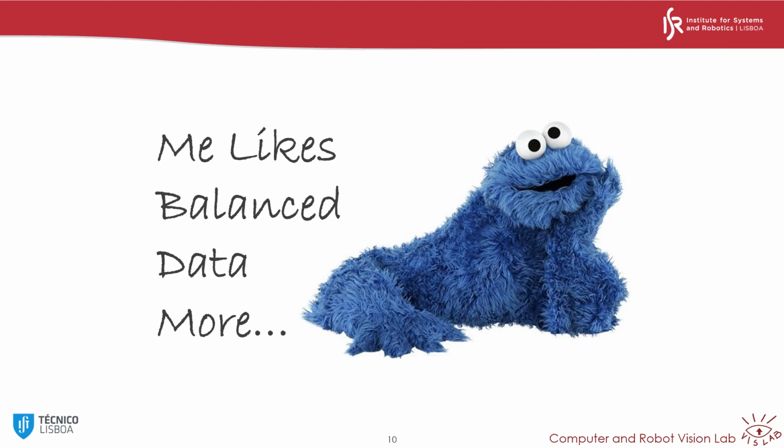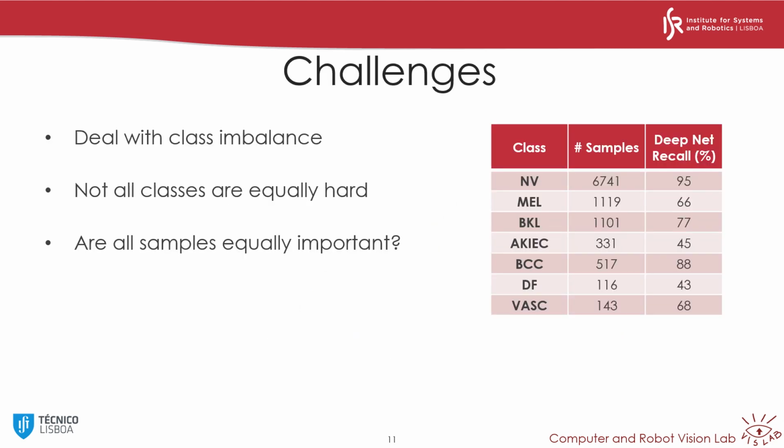What we conclude from this simple observation is that although deep neural networks need data to be properly trained, they also need this data to be balanced, otherwise they will have a hard time generalizing. However, imbalanced datasets are a reality in the dermoscopy field, and we need to be able to deal with them. But this is not the only problem that we face.